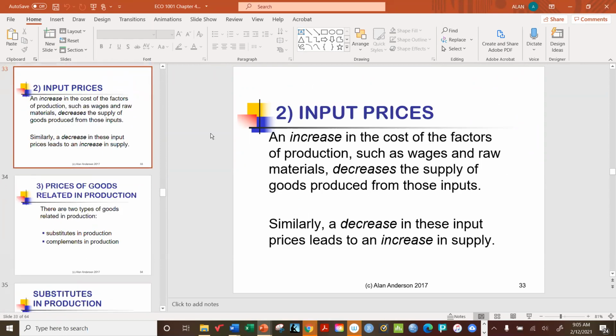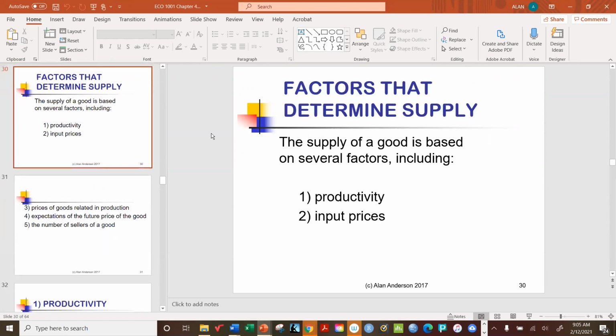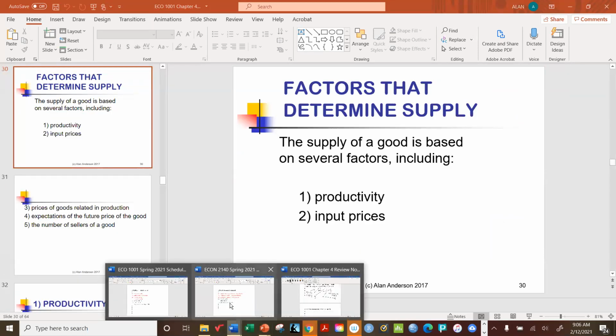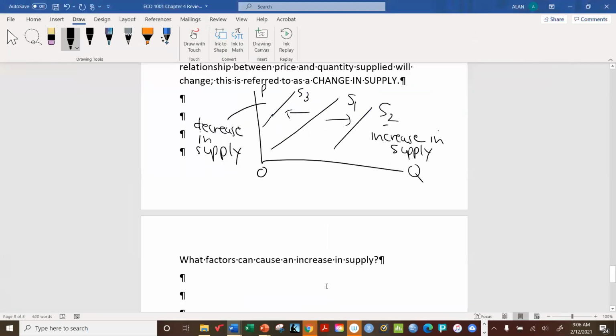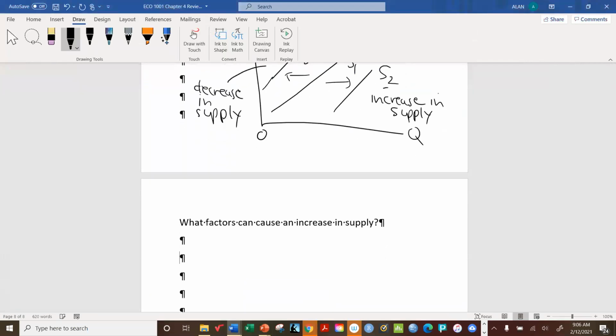All right, now I got to find it. Oh, here it is. So here we go. We start with productivity. An increase in productivity lowers the cost of production and therefore increases supply. All right, because lower cost of production increases our profits.